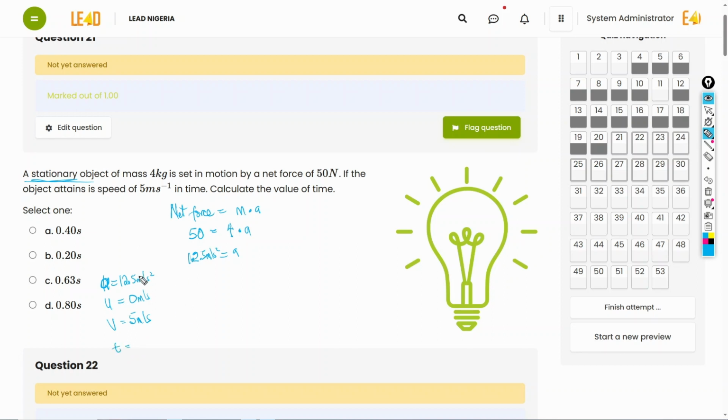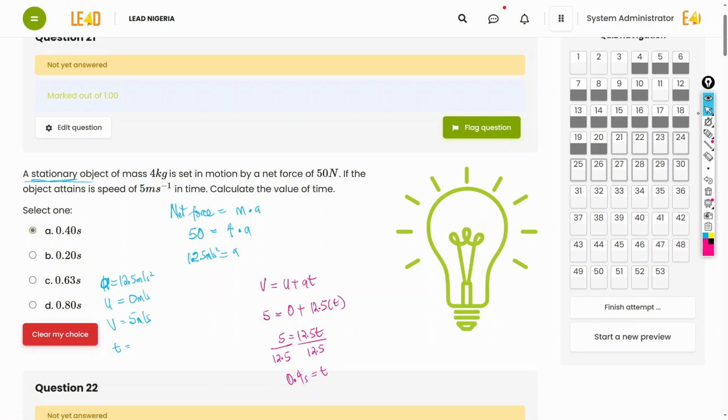Okay, so the equation of motion that fits into this is the one that says that v is equal to u plus at. 5 is equal to 0 plus 12.5 times t. Right, so 5 is equal to 12.5t. Divide both sides by 12.5. You would have t as 5 divided by 12.5. You would have t as 0.4 seconds. Right, so 0.4 seconds. That's option A.